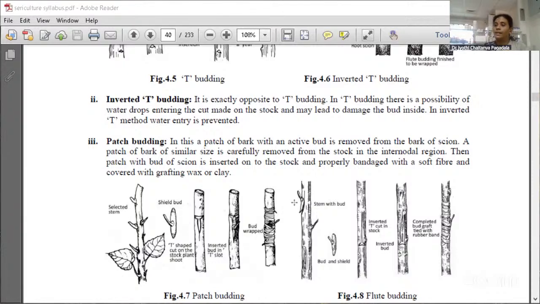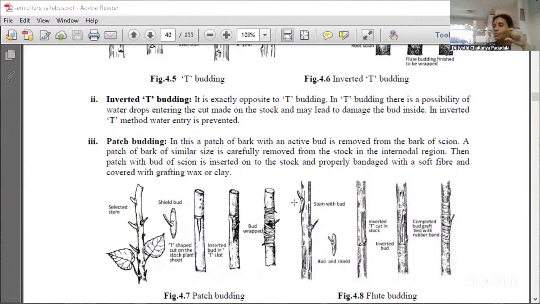So for this we have to take some precautions. What are the precautions here we have to take? Precautions. The size of the scion and the cut portion of the stalk must always be equal. Otherwise it is not going to fit.